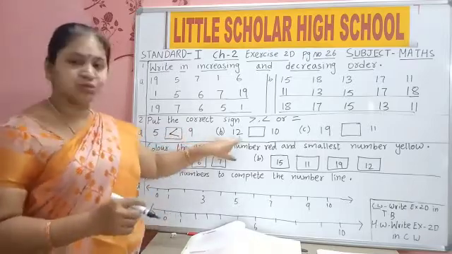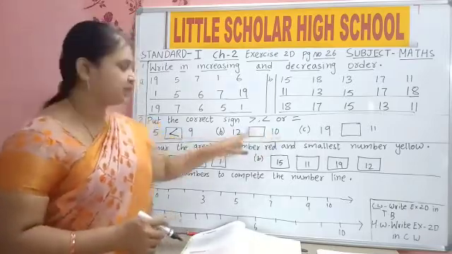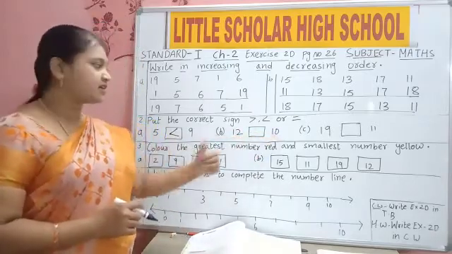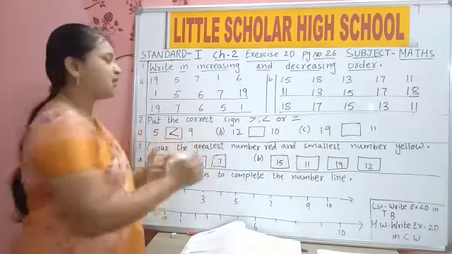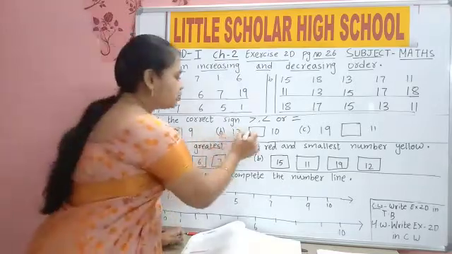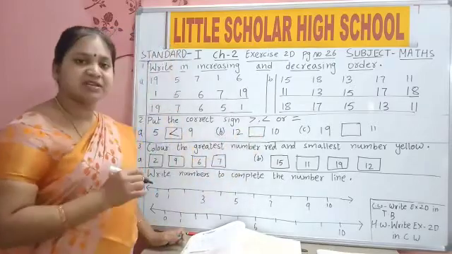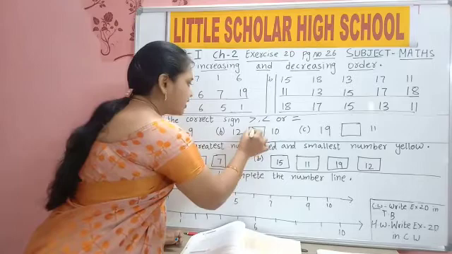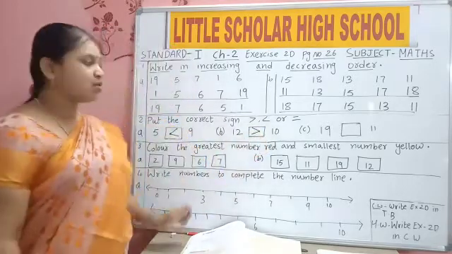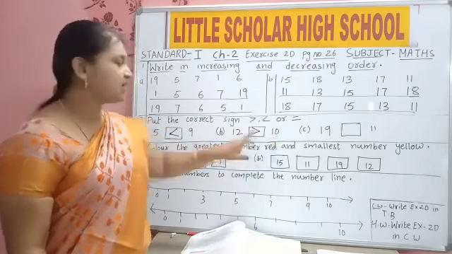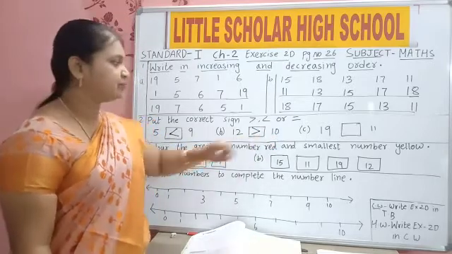Now 12 and 10. In this, which is greater? 12 or 10? Yes, 12 is greater. So the mouth should be open towards the greater number 12. Now how will you read this? 12 is greater than 10.